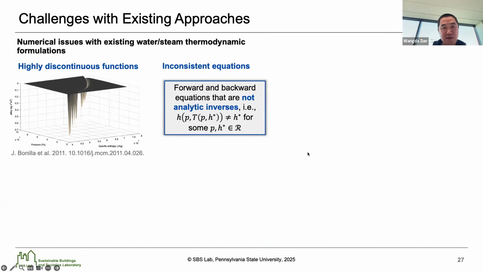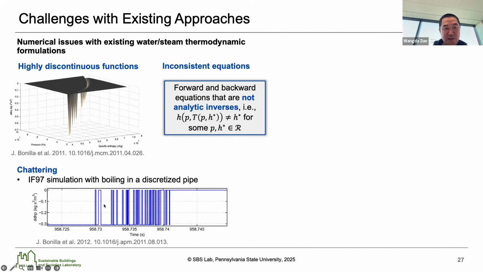And in terms of fundamental equations, right? They have inconsistent equations to describe the thermodynamics. So it ends up that you can see the chattering phenomena. The IF97 is a medium model used in the Modelica Standard Library, which can simulate the phase changing process from water to steam. But if you run this simulation, you can see it's kind of chattering, which means very, very slow.